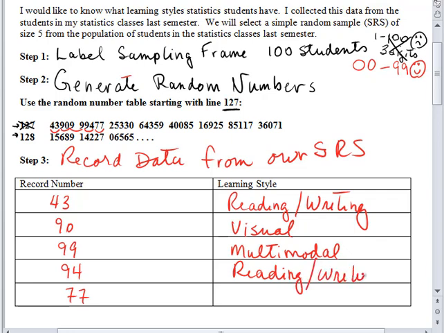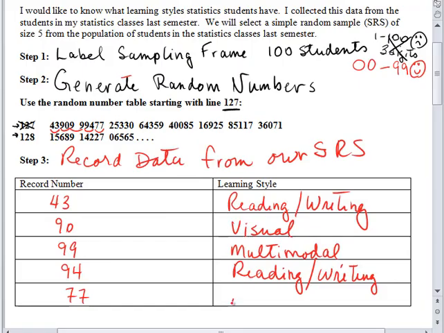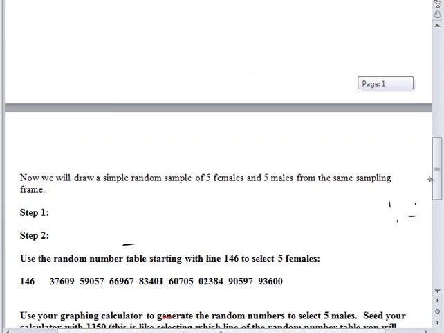And finally, we'll go back and grab record 77. So record 77 is right up here, another multimodal student. And there's our simple random sample. Pretty simple. No pun intended.